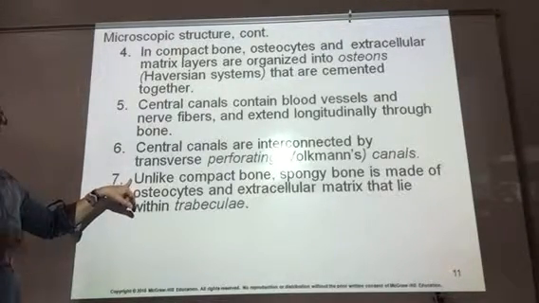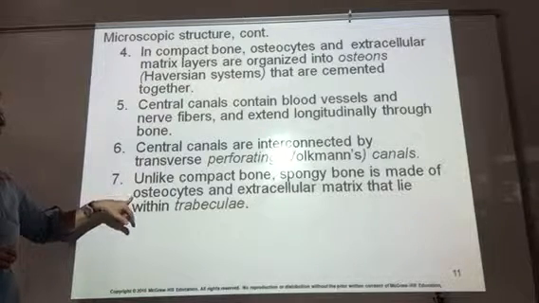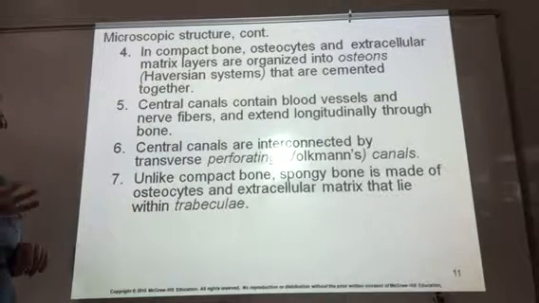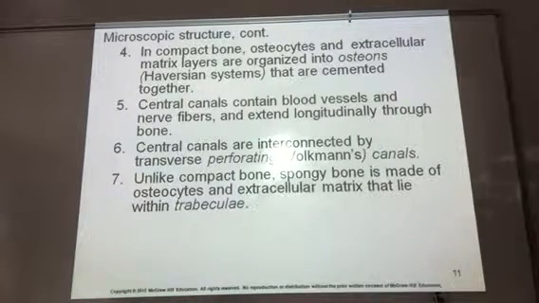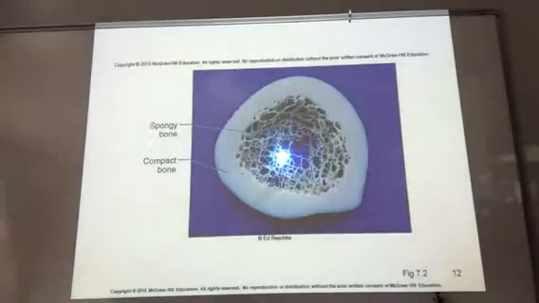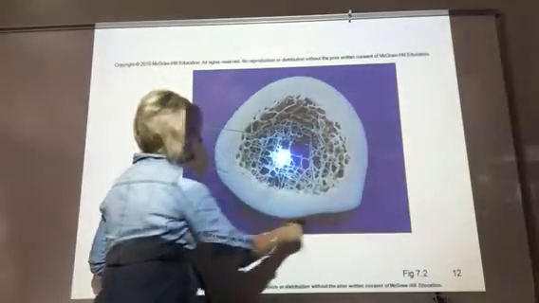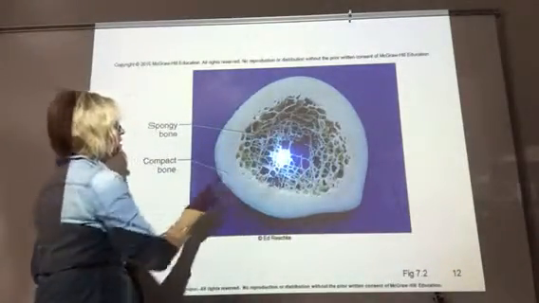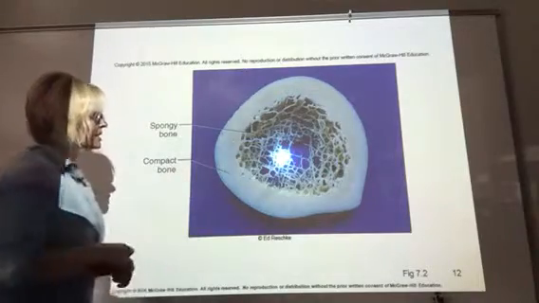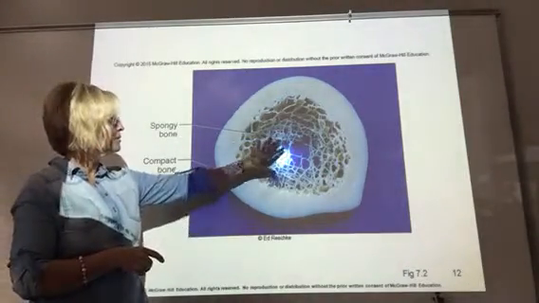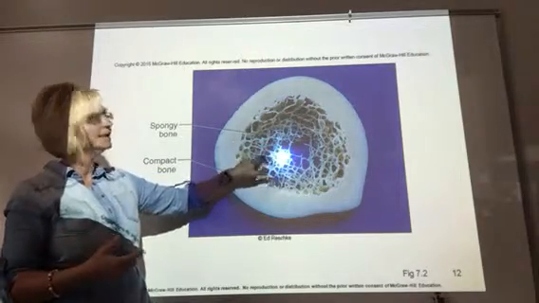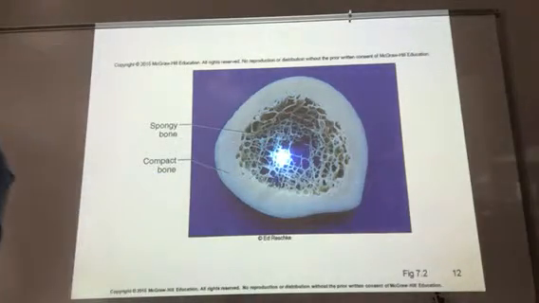Unlike compact bone, spongy bone is made up of osteocytes and matrix that lie in the trabeculae, like I had said. So spongy bone and compact bone are different. Diagram, here you can see compact bone, very tightly wound. Spongy bone looks very much like a sponge. And like I said, when your bone cells have died, it's very easy to actually even kind of crush that spongy bone.